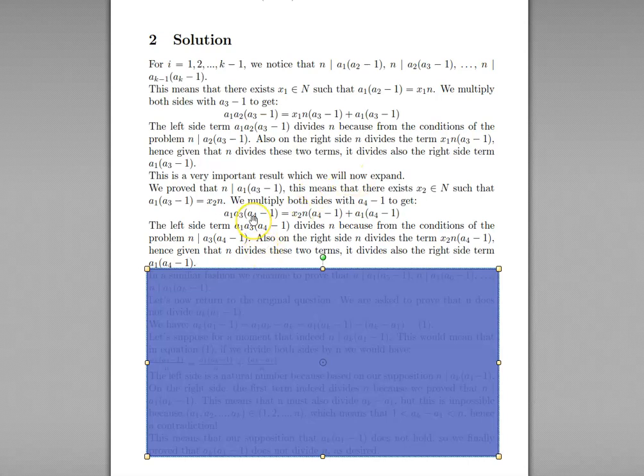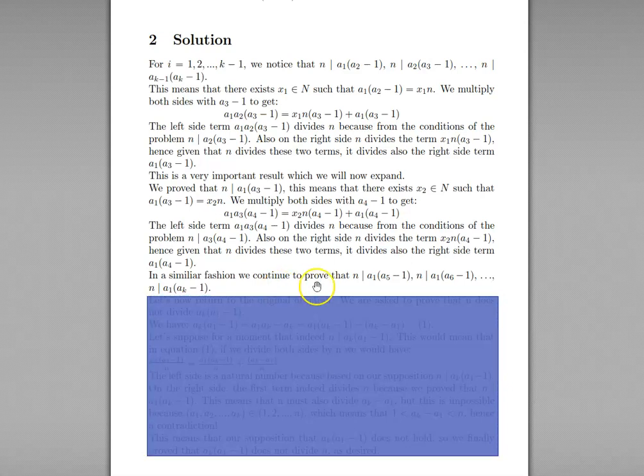So the left hand side is divisible by n. One of the terms of the right side is divisible by n, so also this third term will be divisible by n. So we just proved that n also divides a1 times a4 minus 1. With this knowledge, we might deduce in a similar fashion, we continue to prove that n divides a1 times a5 minus 1, n divides a1 times a6 minus 1, and so on, up to the expression that n divides a1 times ak minus 1.